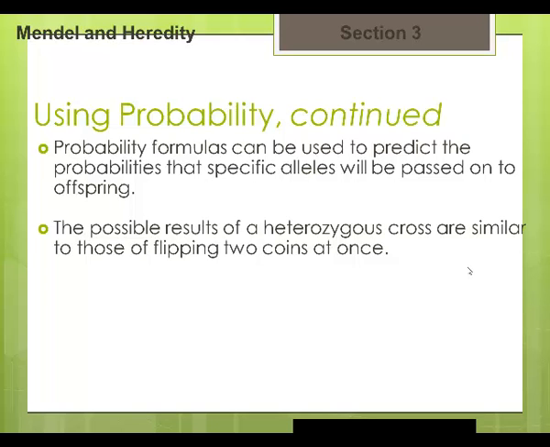And Mendel actually went on and did some additional experiments where he studied additional traits at the same time. And that created what he called a dihybrid cross instead of just this monohybrid cross that we've been looking at.